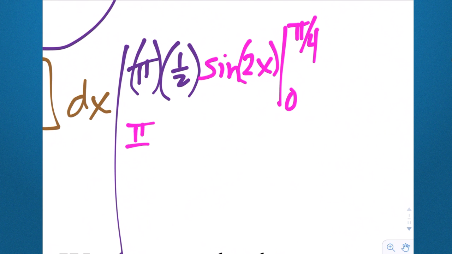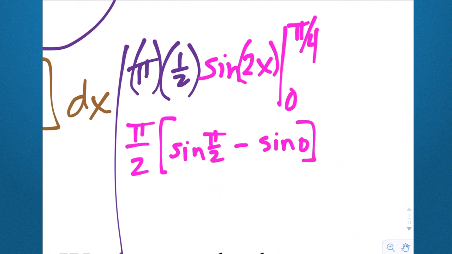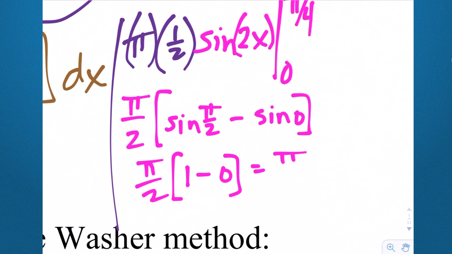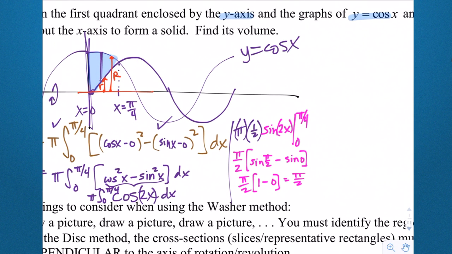Yes, this is a good candidate for a no calculator free response question. So pi halves, again I like to pull my coefficients up front, and I get sine of 2 times pi fourths, which is pi halves, minus sine of 0. If this were a free response, is that an okay place to stop? Yeah, because both sine of pi halves and 0 are defined. But for a non-calculator multiple choice question, that wouldn't be there. So sine of pi halves is 1, and sine of 0 is 0. So the final answer ends up being pi halves cubic units.